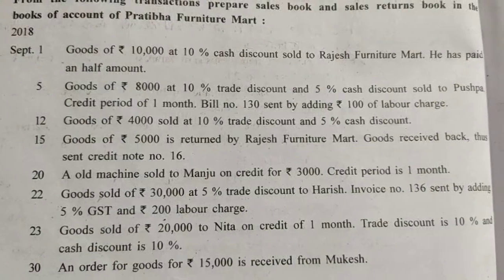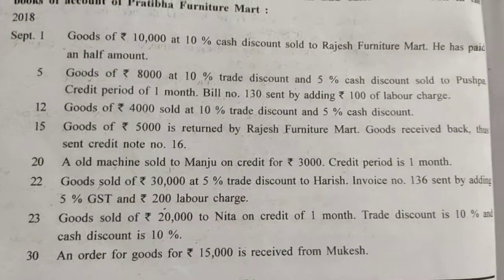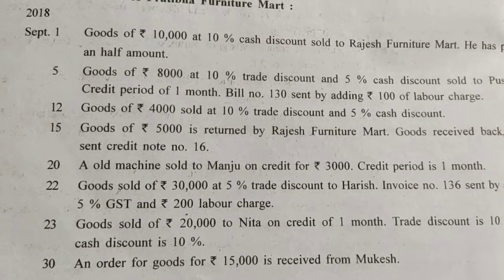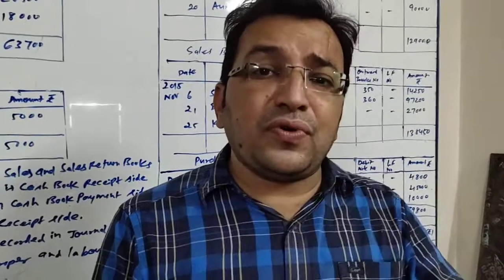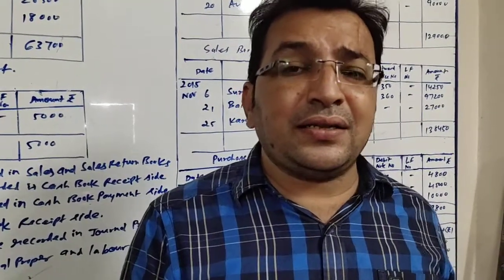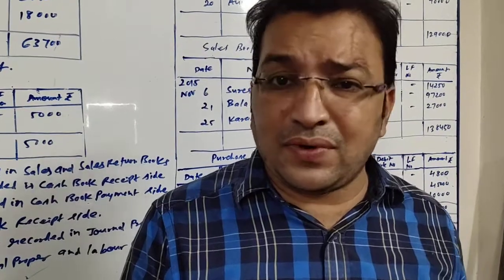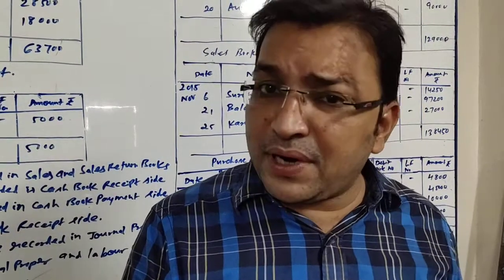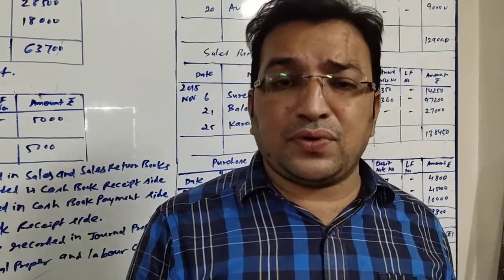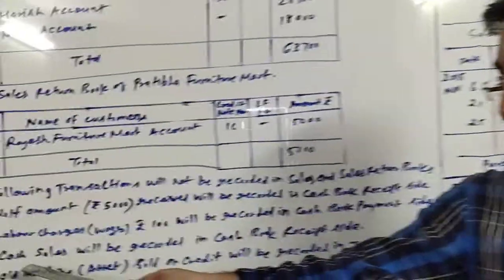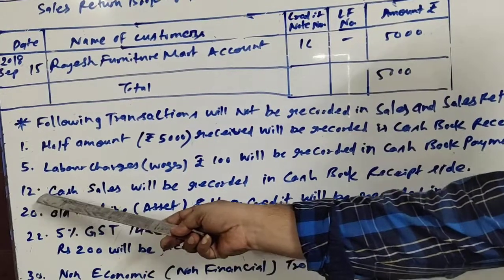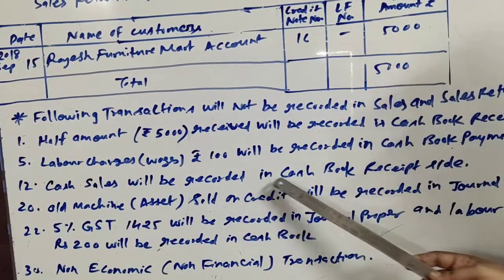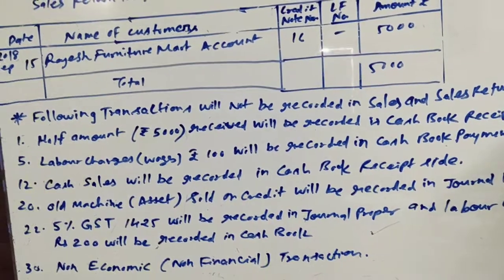Let's see the next transaction. The next transaction is on date 12: goods of rupees 4,000 sold at 10% trade discount and 5% cash discount. Here it is not mentioned to whom the goods have been sold. Clearly this indicates that this is a transaction of cash sales of goods, and as it is a cash sale, it will not be recorded in the sales book but in the cash book. So we will write a note: transaction dated 12, cash sales will be recorded in the cash book receipt side. Okay, next transaction.